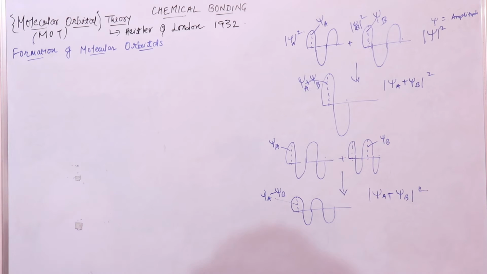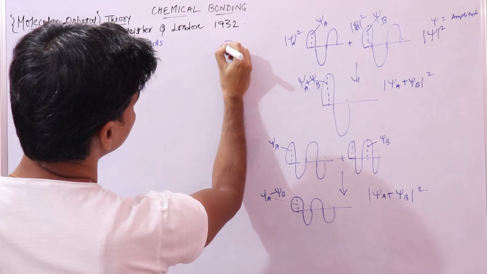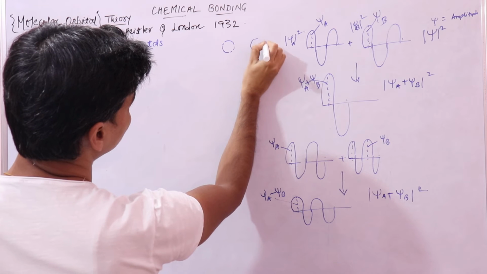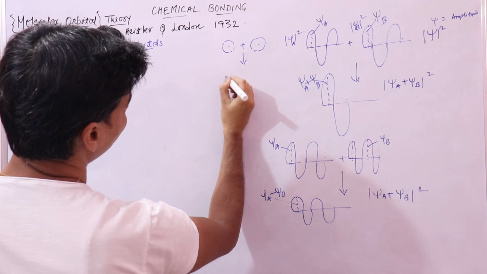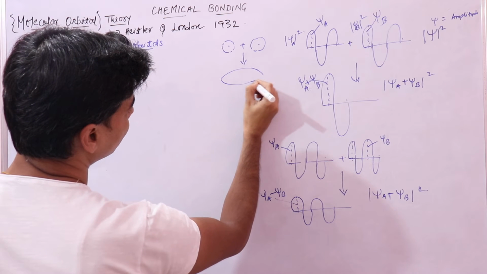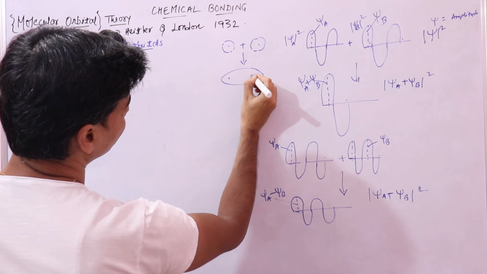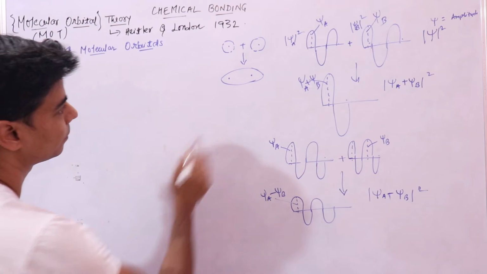Now, what if you want to draw it this way? This is a 1s orbital, this is another 1s orbital, right? When these two meet, they will form a bigger orbital like this, right? This wave represents this bigger orbital.